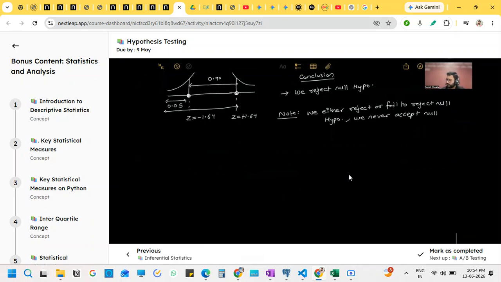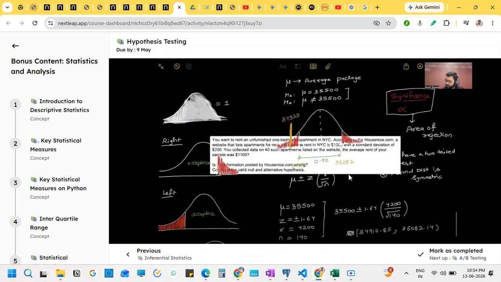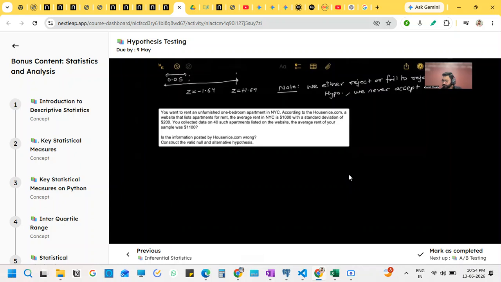Great. Now let's solve one more question. So let me attach one more question. So here we have another question. Now the question is, you rent an unfurnished one-bedroom apartment in NYC, New York City. According to housenice.com, a website to list apartment, the average rent is $1,000 with standard deviation of 200. So the null is the website claim that the average rent in NYC is $1,000 with sigma of $200.